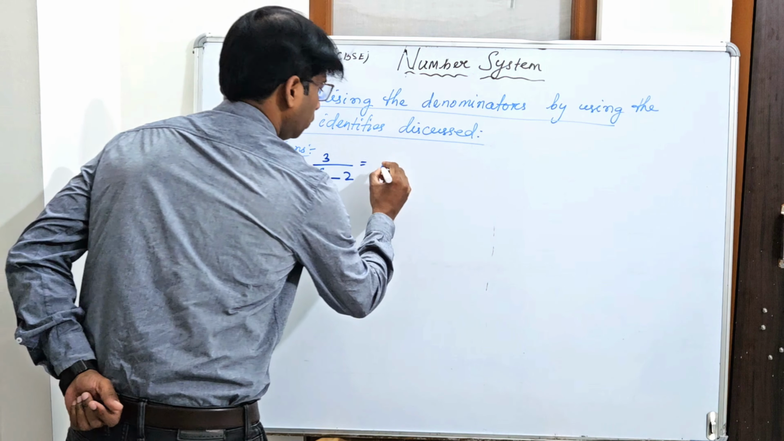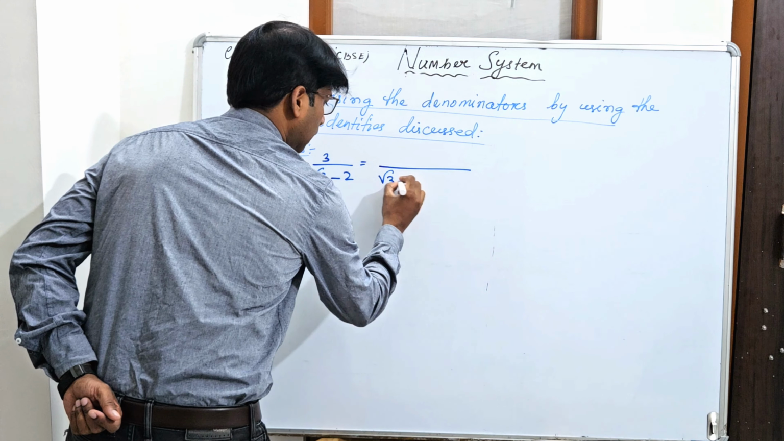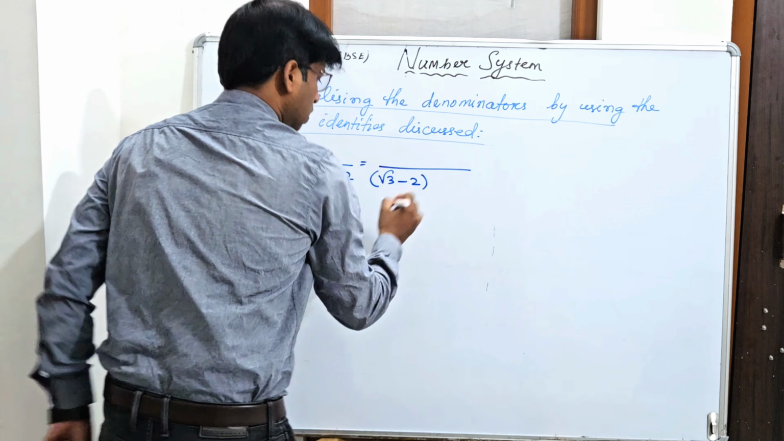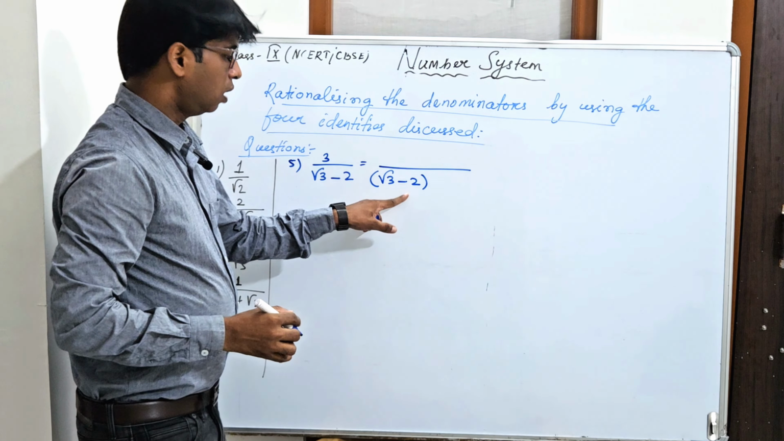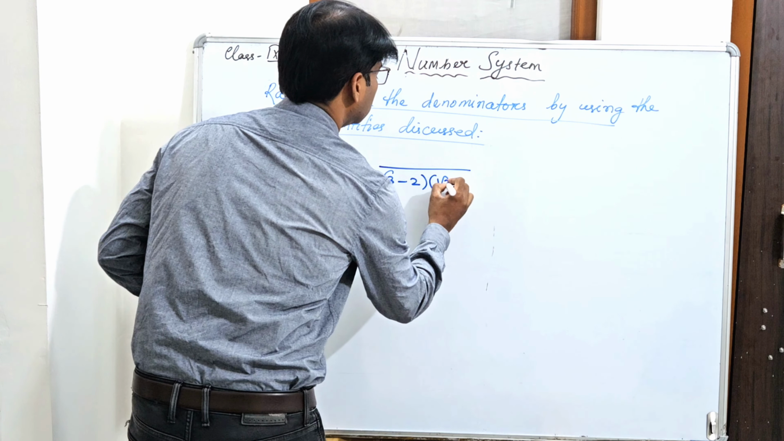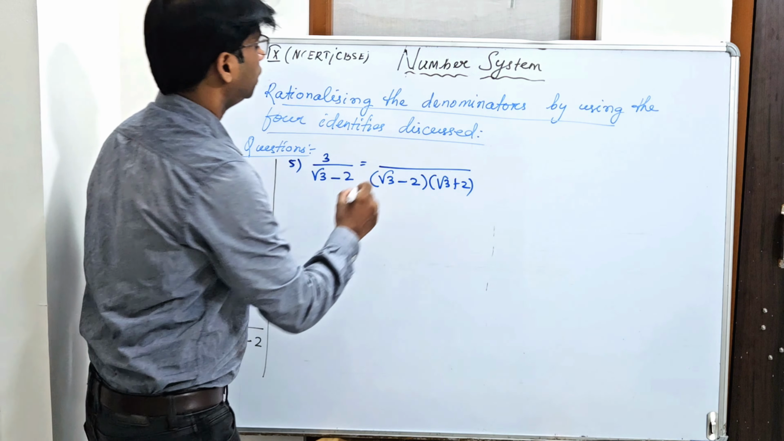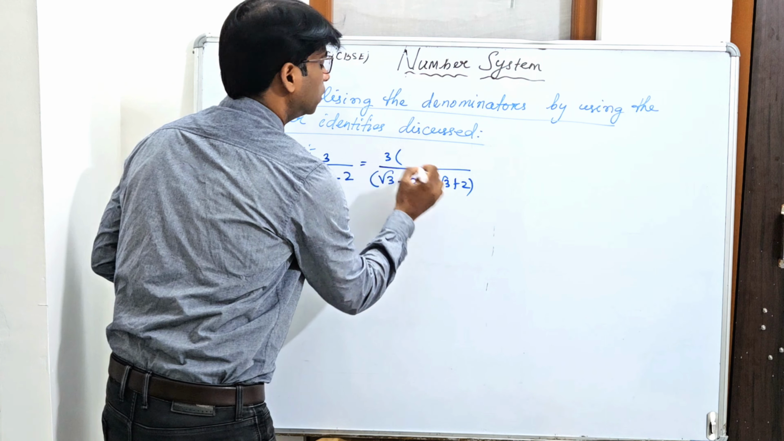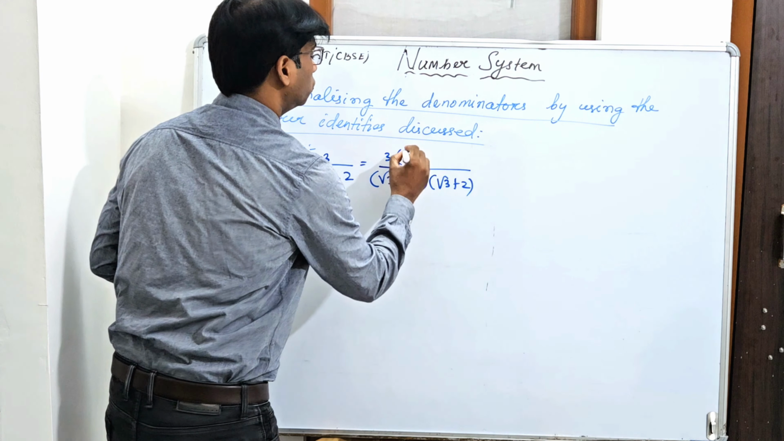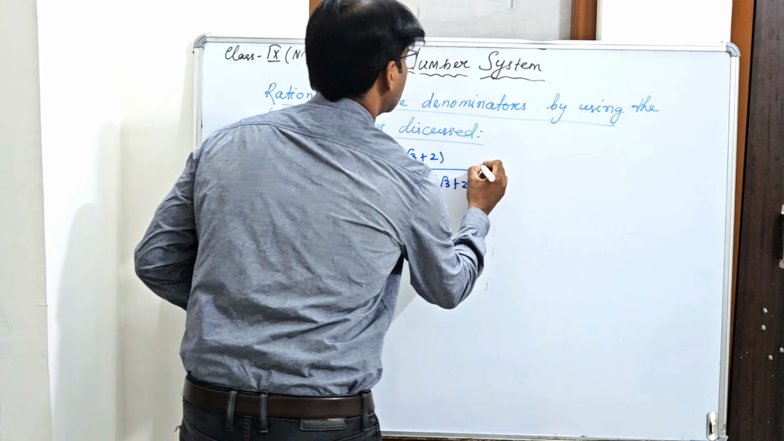As I have already told you, if it is in a minus b form, we will be multiplying a plus b form. So it is given root 3 minus 2. So I will be multiplying root 3 plus 2. Then the numerator is 3 here. The 3 will also be multiplied with which number? This one, root 3 plus 2. This is equal to how much?